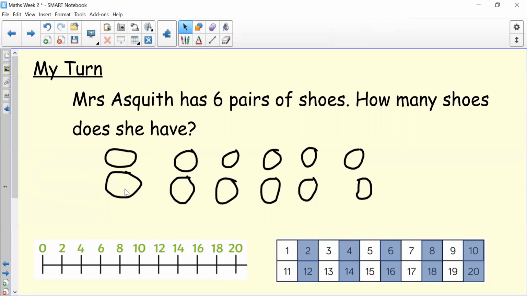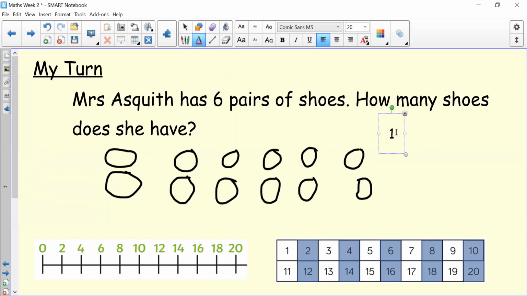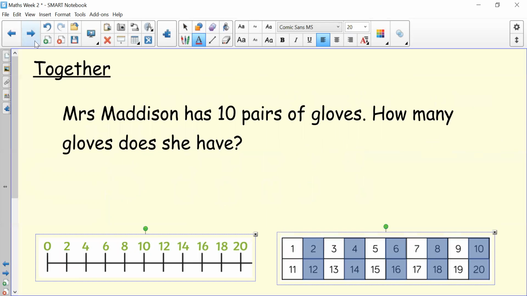So we've got 2, 4, 6, 8, 10, 12. So Mrs. Asquith has 12 shoes. She has 6 pairs of shoes, which is 12 shoes altogether. Now let's have a try at this one together.